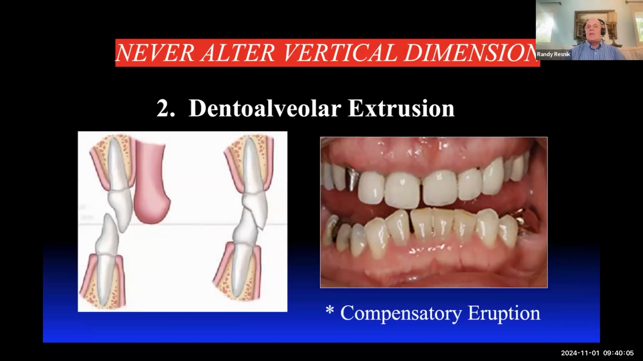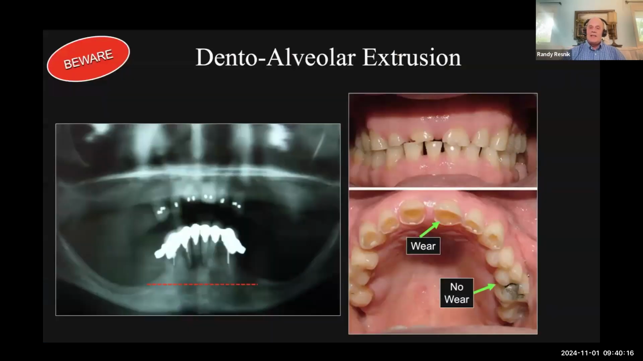A second time that you never want to alter vertical dimension is with dental alveolar extrusion. Some people call this compensatory eruption, basically where the teeth erupt and also the alveolus. Now, why is that significant? Because basically the vertical dimension has never changed. If you look at the lower right photo, the posterior teeth, there's no wear or attrition on the teeth. It's all only in the anterior. That's because that whole anterior segment is super erupted. That's called dental alveolar extrusion. In those cases, these patients most likely won't be able to be opened, and you're going to cause a lot of issues if you do.